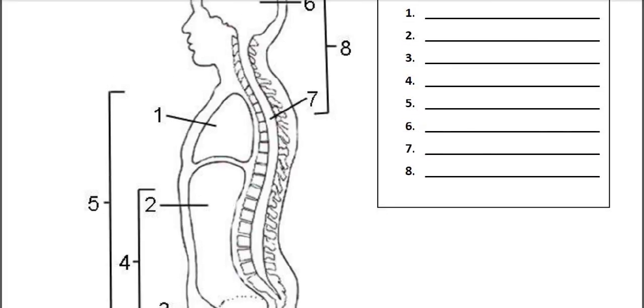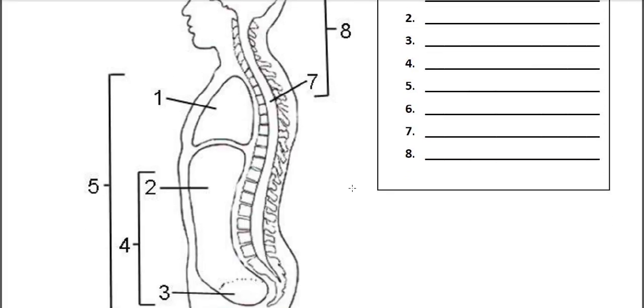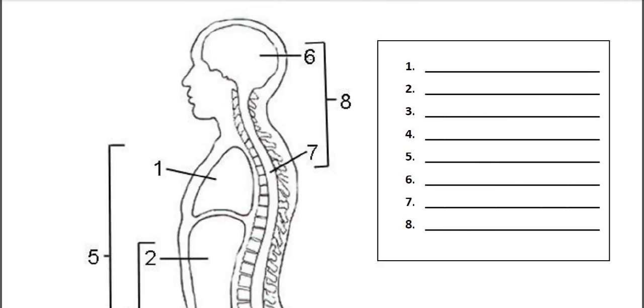And I'm going to go a little bit out of order. I'm not going to follow the number order. I'm going to kind of start at the top and work our way down. So number 8 here is encompassing 6 and 7. Number 8, this area is the dorsal cavity. The dorsal cavity includes the cranial cavity in the head and the vertebral cavity, number 7, which includes the spinal cord.